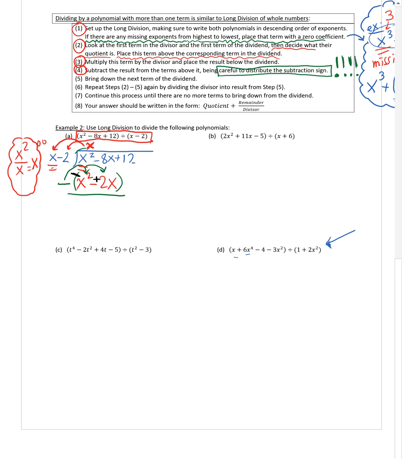You have x squared minus x squared, that's nothing, they cancel. And then you have a negative 8x plus 2x. It was a minus, but now it's a plus. Negative 8x plus 2x is negative 6x.